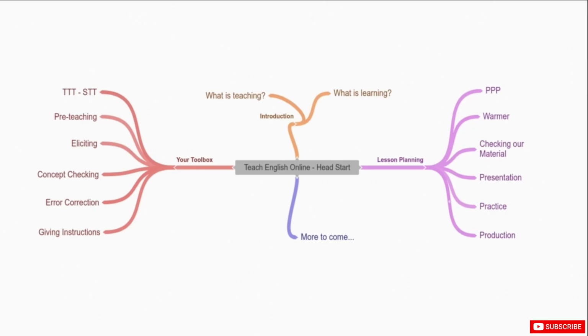Now that we have a really clear idea of where we're headed in the course, let's move on and continue and let's start to think about this question. What is teaching?